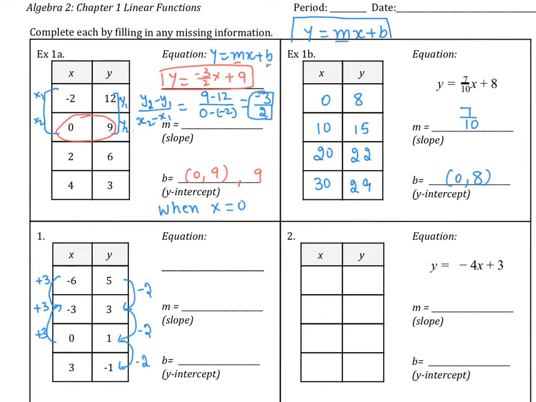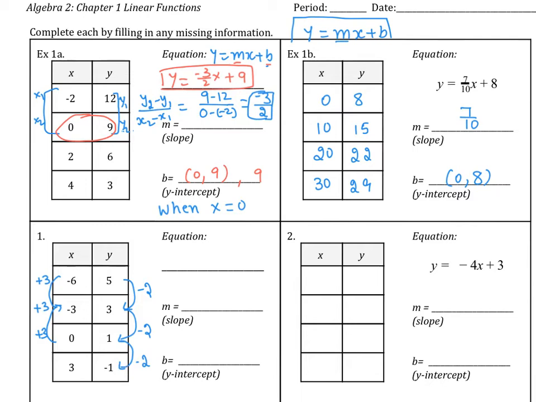So for number 1 here, I'm finding the slope by finding out what is the distance between x values and y values. So the x values are increased by plus 3. So negative 6 plus 3 is negative 3, negative 3 plus 3 is 0, and 0 plus 3 is 3. So they're increased by plus 3. So the change in x value is plus 3, where the change in y is negative 2. So 5 minus 3 is negative 2, 3 minus 1 is negative 2, and 1 minus 1 is negative 2.